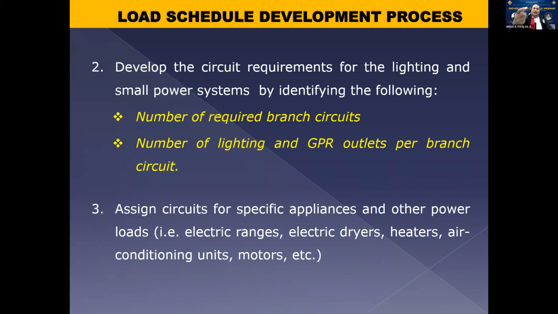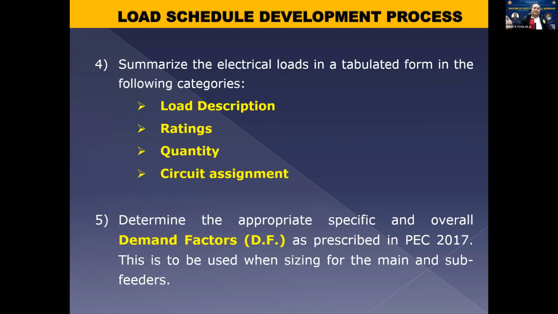Okay. Then next step, pag natapos na tayo sa lighting and outlets, we go now with the specific appliances, yung electric range, dryers, heaters, ACUs, motor pumps, etc., etc. So, madali lang 'yan kasi specific 'yan unlike dun sa lighting and outlets. Then after that, summarize those data including their electrical parameters in a tabulated form, in these following categories: load description, ratings, quantity, and circuit assignment. Ito na yung usually nakita natin sa load schedule na tabulated form na.